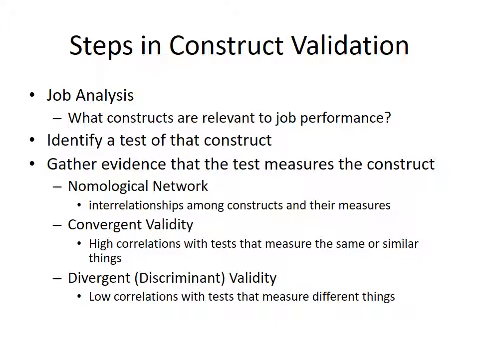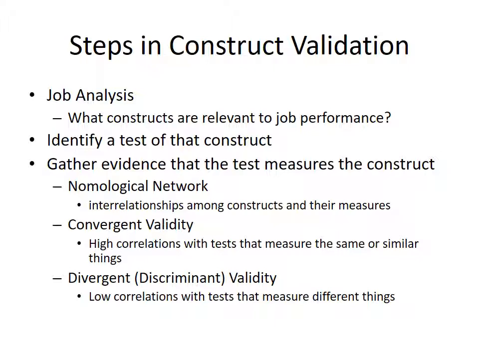So for example, we can look at nomological networks. Basically, these are studies that look at the interrelationship amongst the constructs and their measures. We can look at convergent validity, and we can look at divergent validity. So let me break these down really quickly.